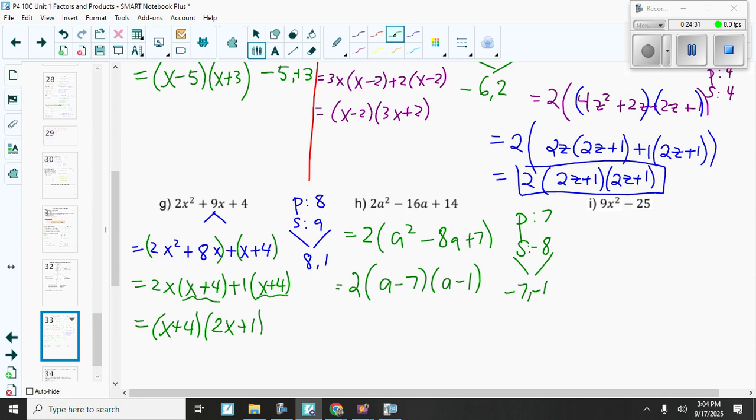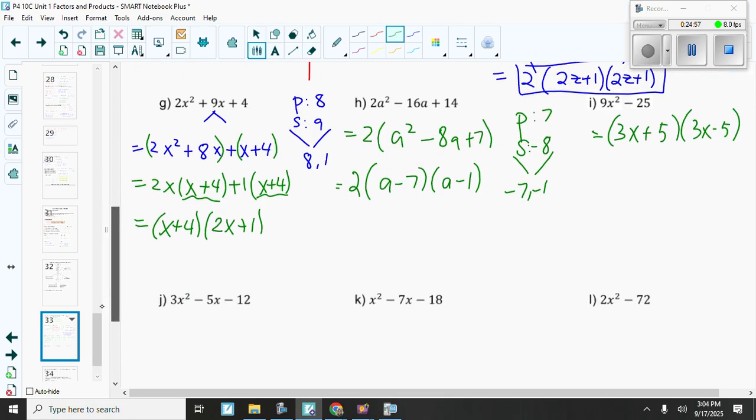Now this one, I should look at it and say, ooh, there's 2 terms, there's subtraction, I'm getting excited. Could be a difference of squares. And it is. The square root of 9 is 3. The square root of x squared is x. The square root of 25 is 5, so one's going to be plus 5, and then the other is going to be minus 5. Questions on those ones? Okay, let's continue on.